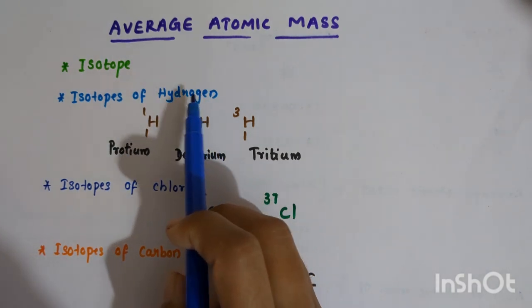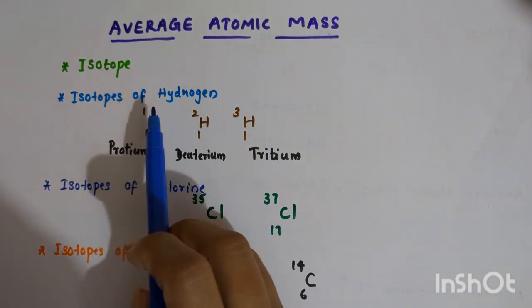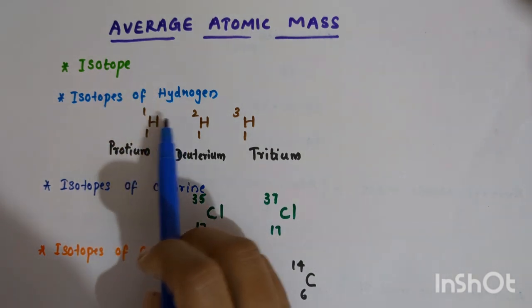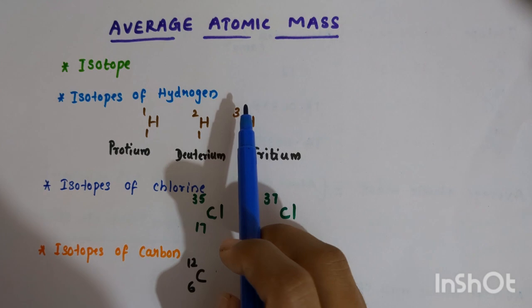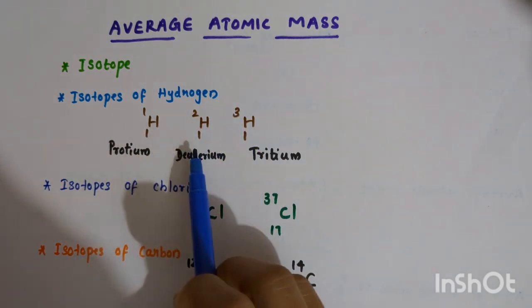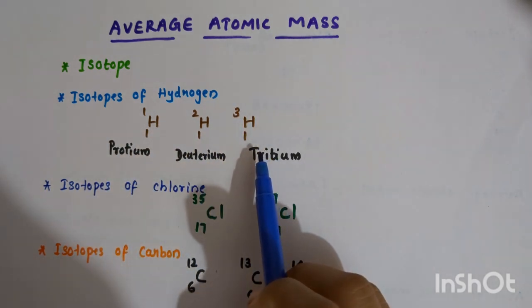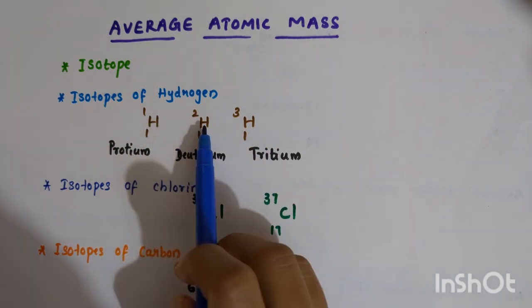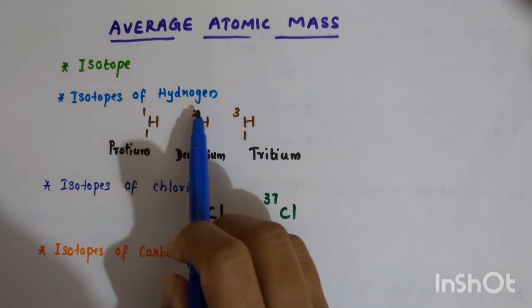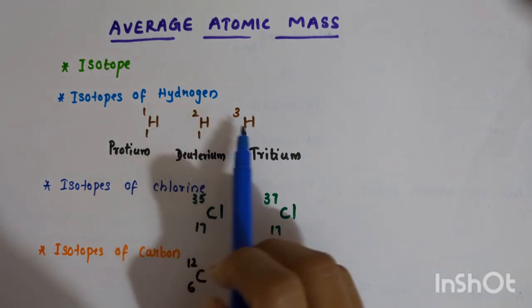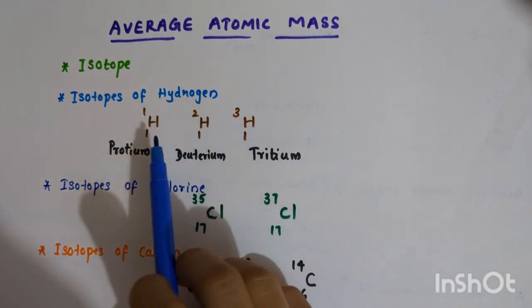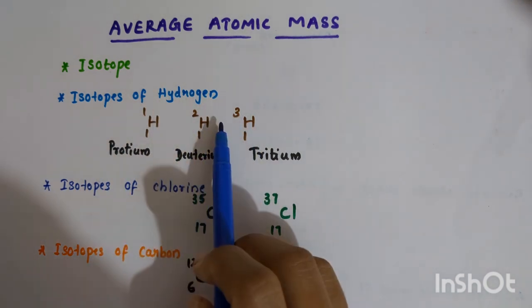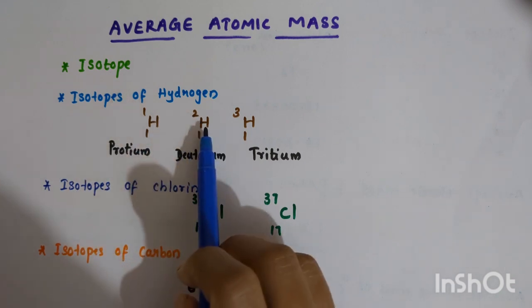For example, if we consider hydrogen, the isotopes of hydrogen are H-1-1, H-1-2, H-1-3, that is protium, deuterium and tritium. Here you see the atomic numbers are the same, but they differ in mass number. Same atomic number, so same element, hydrogen, but different mass numbers. That is actually called isotopes.